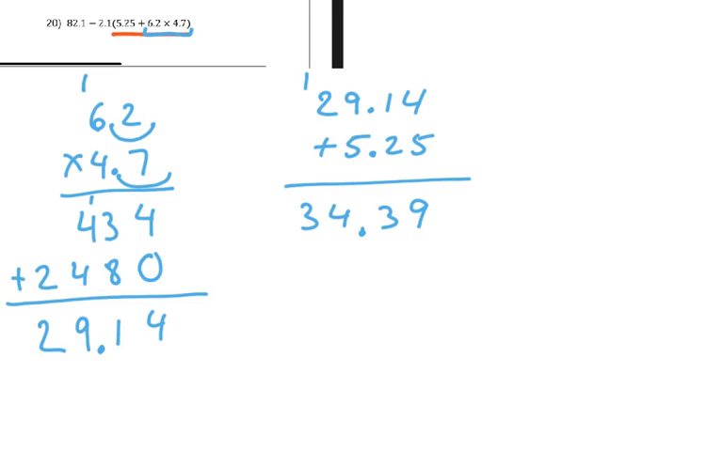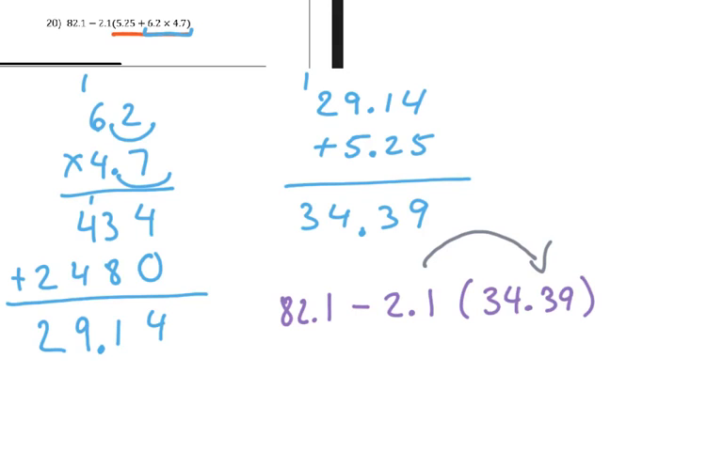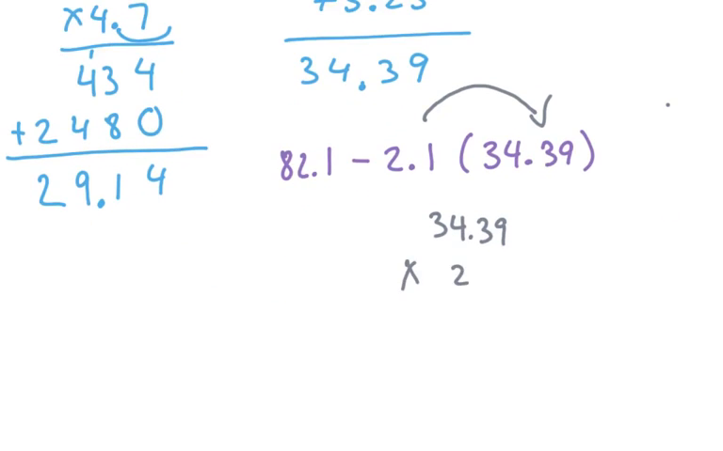Let's rewrite it. We're left with 82.1 minus 2.1 times the quantity 34.39, or really just times 34.39. From here, we're back to a similar situation as in number 19. Remember, you have to multiply before you subtract. So we're going to have to multiply 34.39 times 2.1. So let's do that. 34.39 times 2.1.